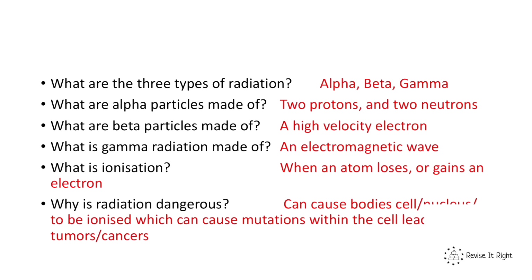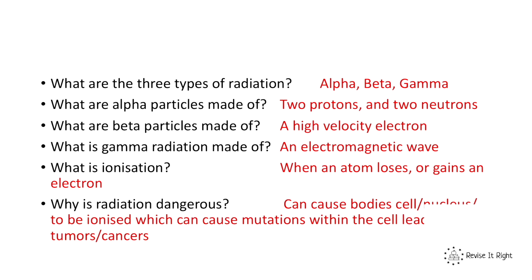And what is gamma radiation made of? It's an electromagnetic wave. What is ionization? Well, it's when an atom either loses or gains an electron. And finally, why is radiation dangerous? Because it can cause body cells, the nucleuses, to be ionized, which can cause mutations within the cell, which leads to tumours and cancers.